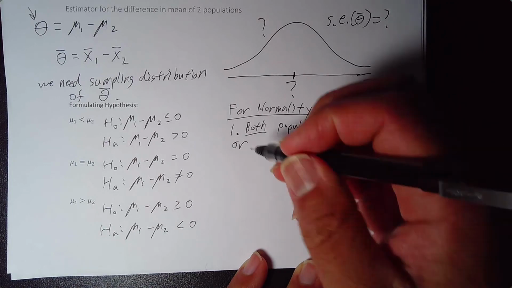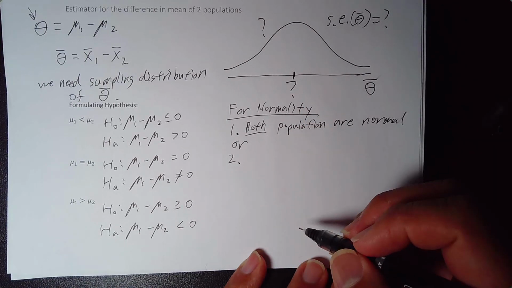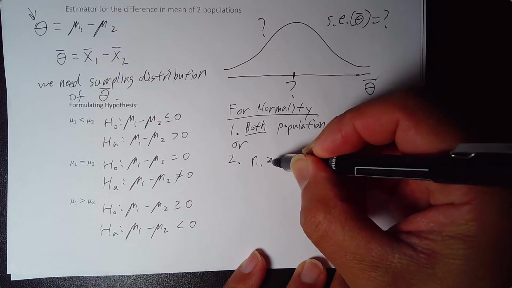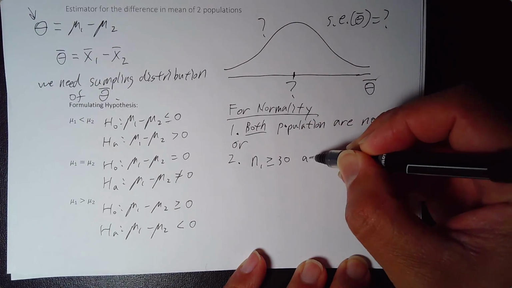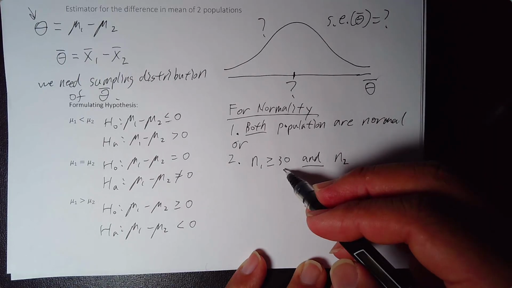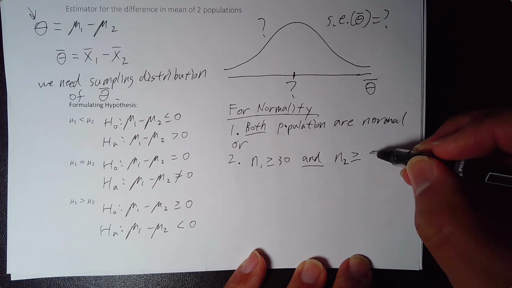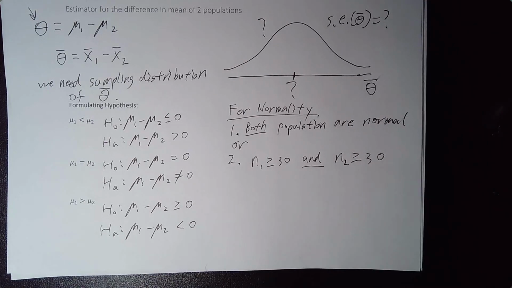If we don't want to make that assumption, then we just need a sample size that is large enough, and so the central limit theorem applies here. We just need the sample size from the first population and the sample size from the second population to be greater than or equal to 30.